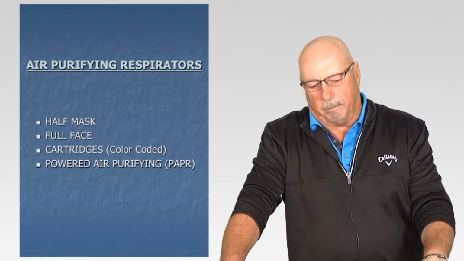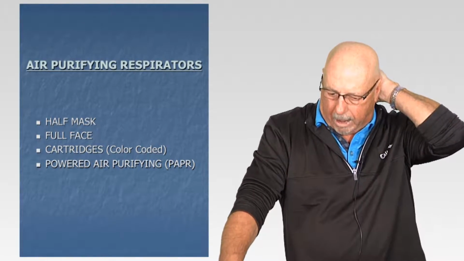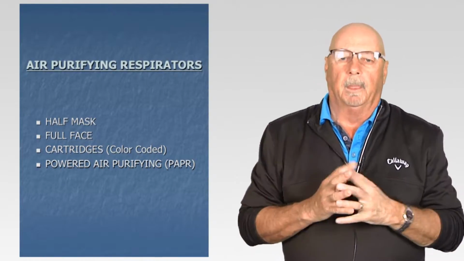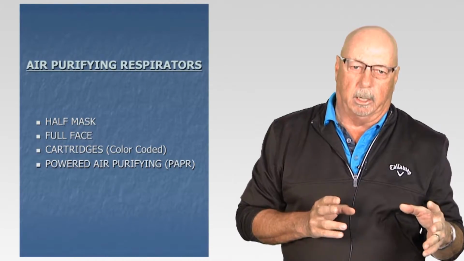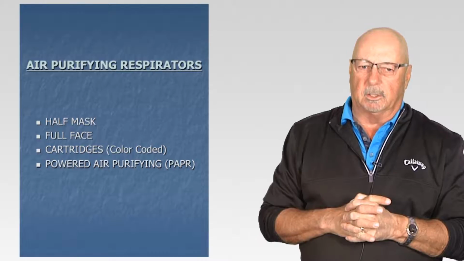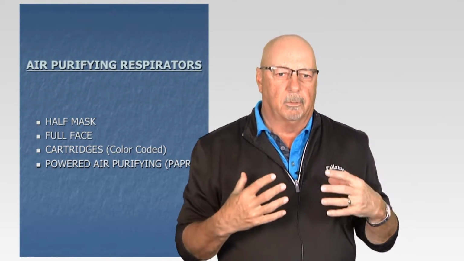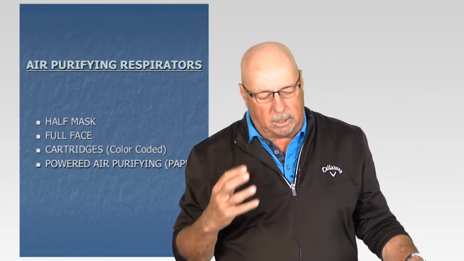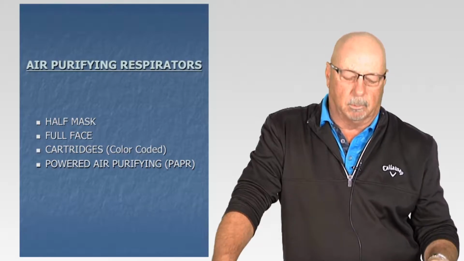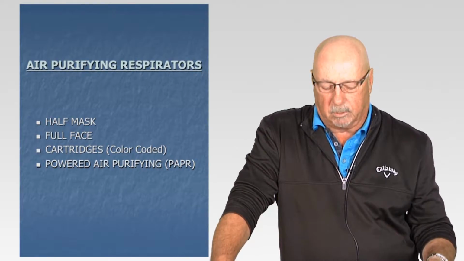Now, another type of air purifying respirator that's commonly used is referred to as a powered air purifying respirator. And the biggest difference between the powered air purifying respirator and the half mask or full face type of air purifying respirators is that there's a motor actually involved that causes air to be forced through that filter system and pumped into the mask. The mask could be a half mask, but more commonly it's a full face mask. So, powered air purifying respirators.